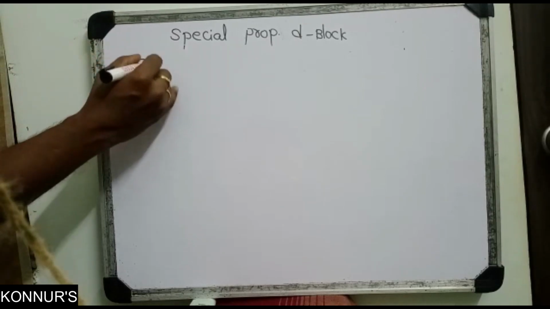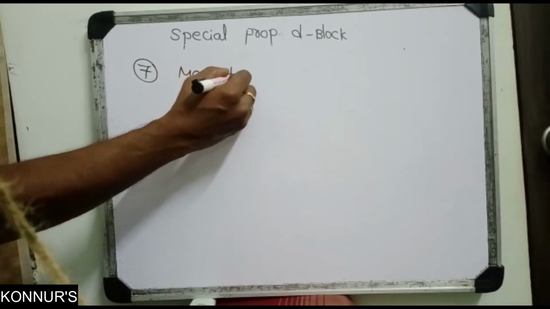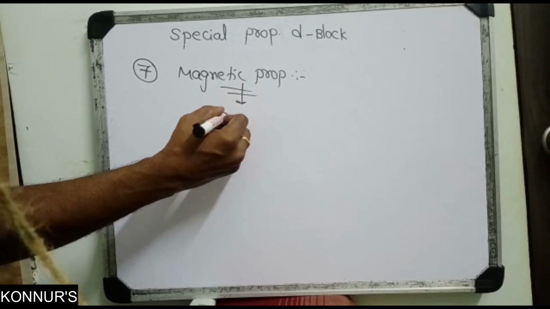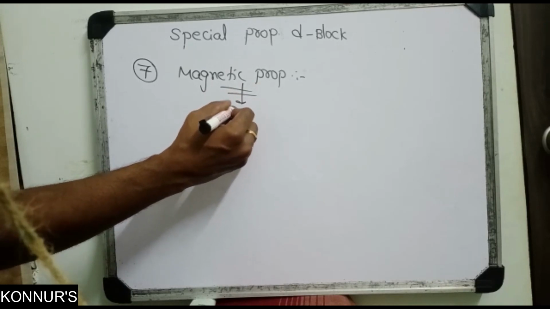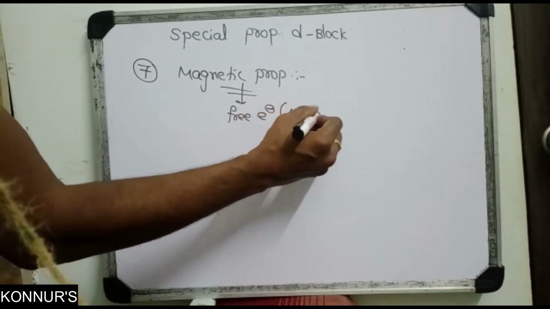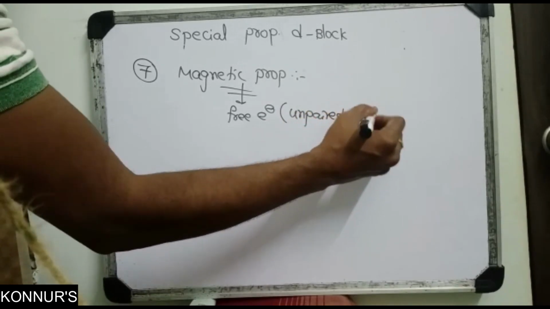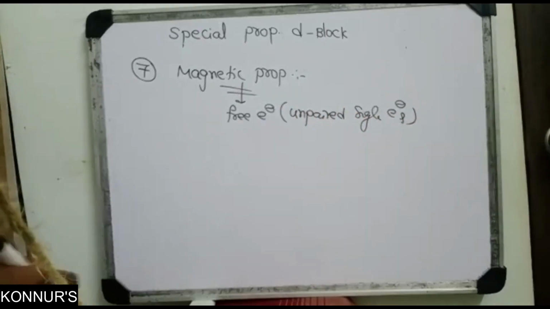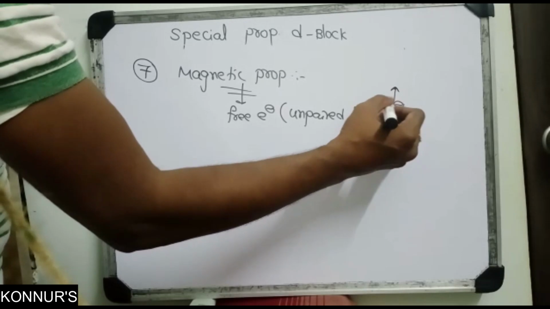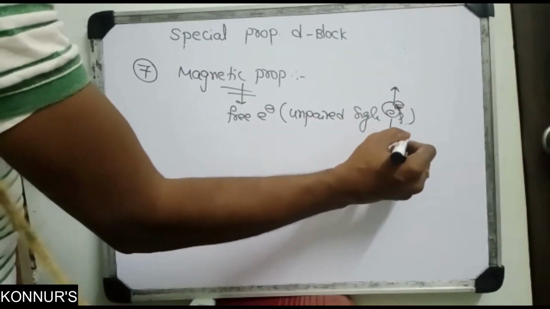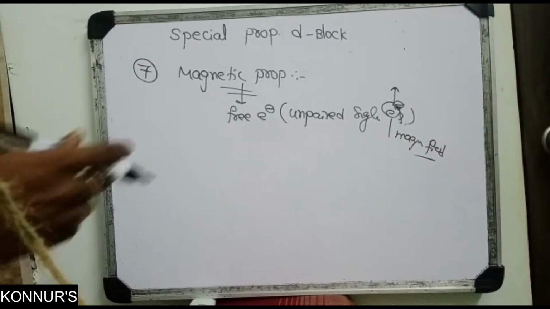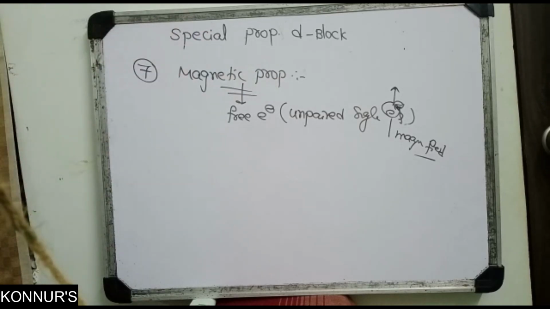Next, the seventh one, magnetic properties. Who is responsible for the magnetic property? Unpaired single electrons. Not only free electrons, but unpaired ones. Unpaired single electrons are responsible. Why? An unpaired single electron is revolving around itself, and any object revolving around itself creates a magnetic field. So as the number of unpaired electrons increases, the magnetic field also continuously increases.